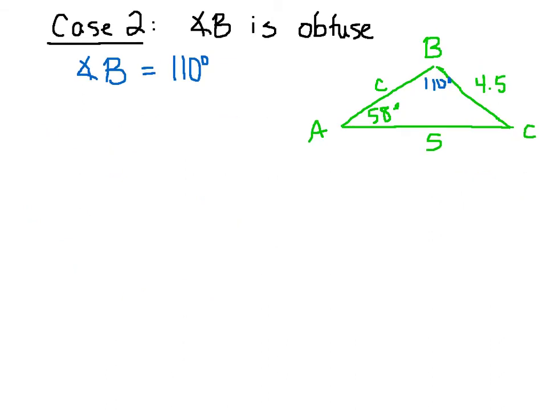So let's look at case 2 here, where angle B is going to end up being 110 degrees. So this is our B2, and we need to find all of our values. So we have angle B, we have angle C, and these are actually sub 2s, because this is our second case, and then you're going to have side C sub 2.